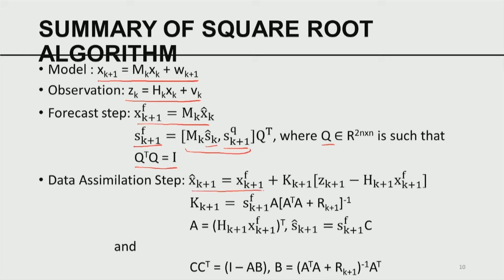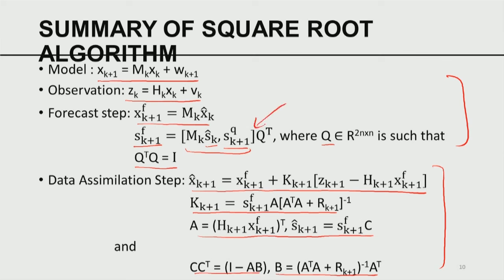Now I am going to go to the data assimilation step. The data assimilation step is essentially the same as the previous one, except that I am going to express K k in the square root version, where please remember A k is given by this, and x k plus 1 hat is equal to x k plus 1 f times C, where C is equal to I minus A B and B is equal to A transpose A plus R k plus 1 whole inverse times A transpose. So this essentially gives you the forecast part, this essentially gives the analysis part.